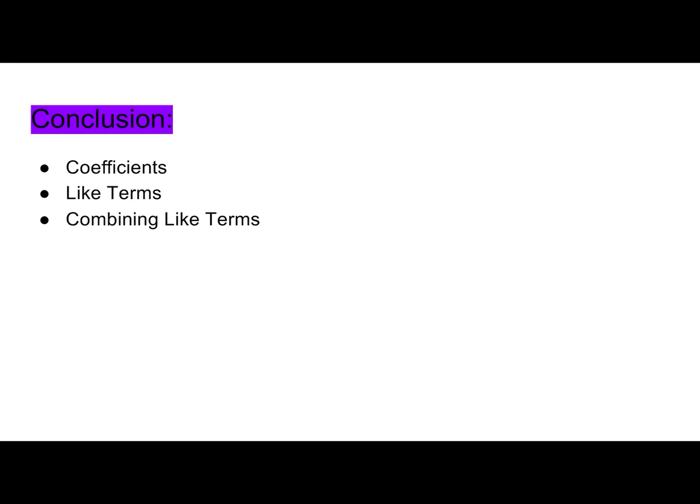All right, so today we learned about coefficients. And remember, the coefficients are the numbers in front of the variables. We also learned about like terms. Like terms are terms in our expression that share the same variable. And then finally, we learned about combining like terms. And we did that using the commutative property to rearrange it, the associative property to group it, and then we added together the coefficients, added or subtracted them.